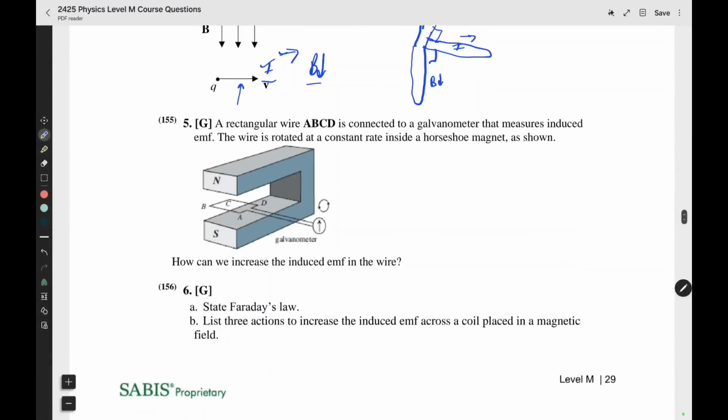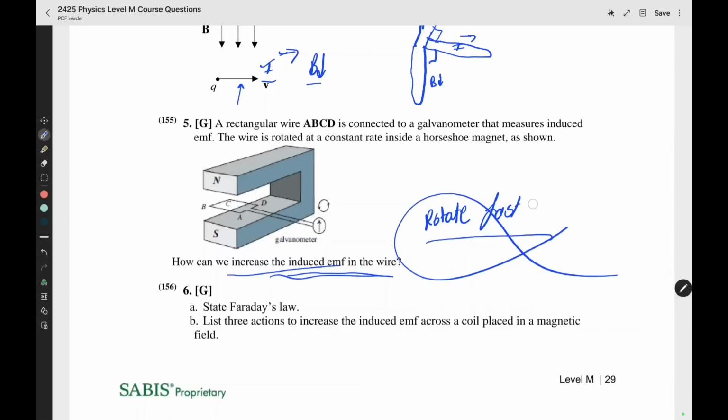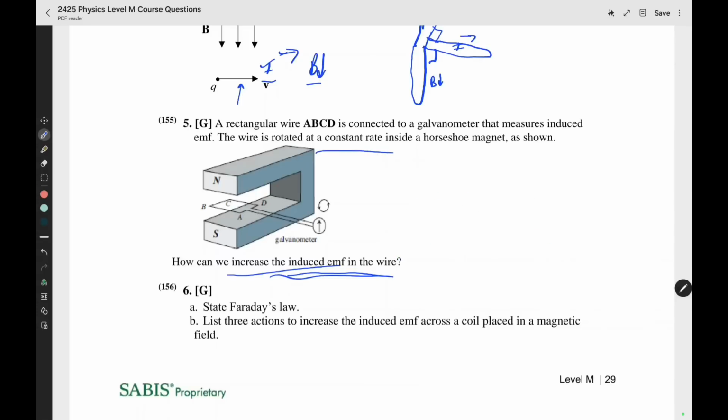Question 5. A rectangular wire ABCD is connected to a galvanometer that measures the induced EMF. The wire is rotated at a constant rate inside the horseshoe magnet. Constant rate. Then they ask, how can we increase the induced EMF? Some people might not read the question carefully. They just say, to increase induced EMF, rotate faster. Many people say this. Wrong. They told you constant rate. You can't say rotate faster.